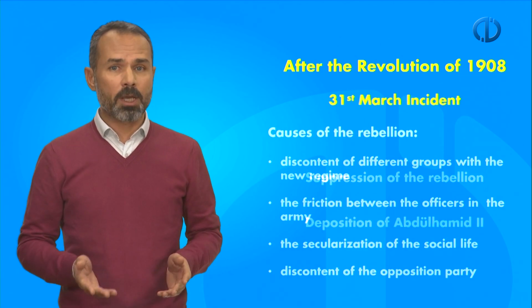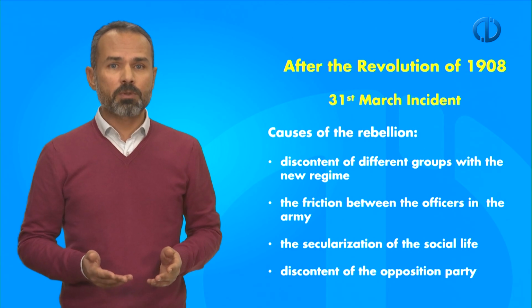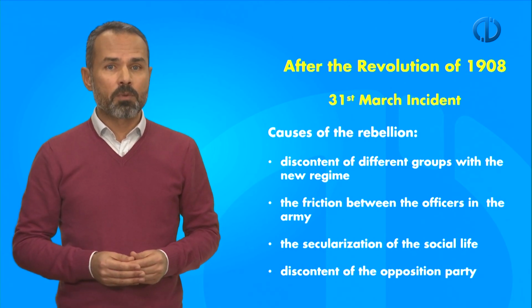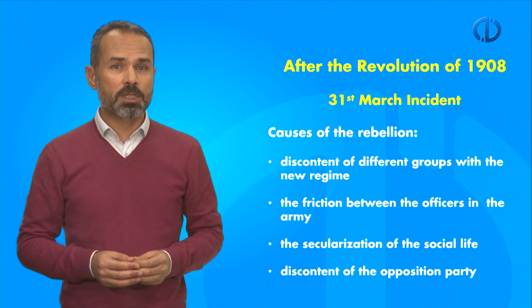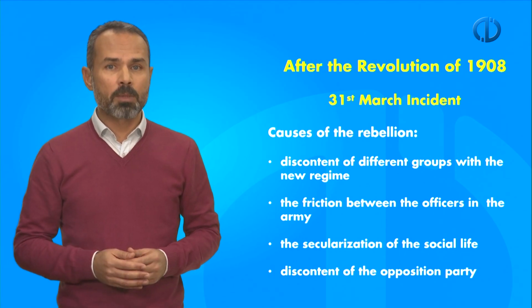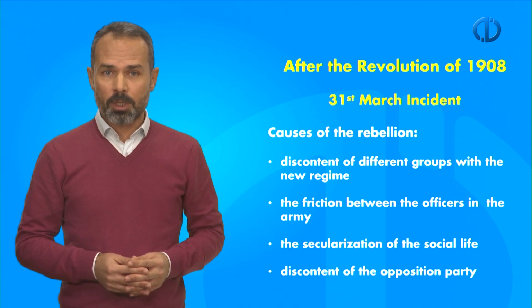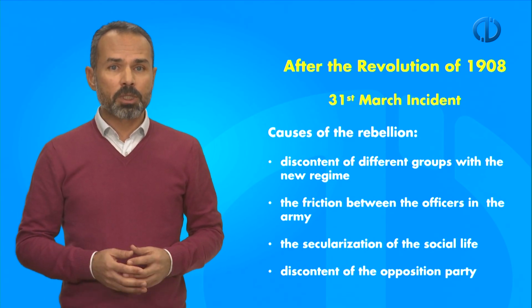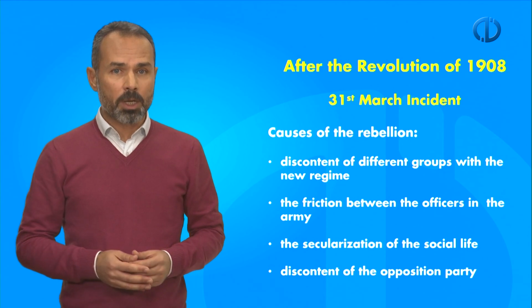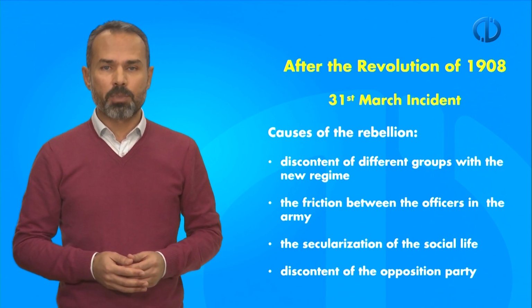To recap, we can say that the reasons of the 31st of March incident were the discontent of different groups, such as those who had lost their jobs because of the new regime, the friction between the officers in the army, the secularization of the social life which threatened the lower ulema, and the discontent of the opposition party.